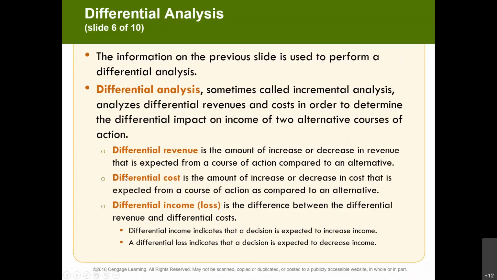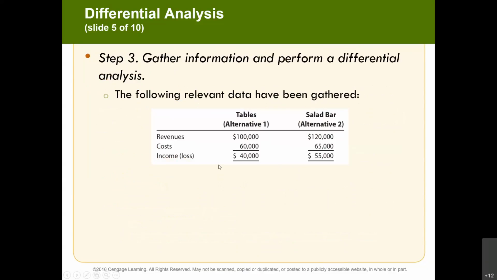Then we look at our differential cost. That's the amount of the increase or decrease in cost that is expected from the course of action compared to the alternative. So going back to our example, the difference in cost is $5,000. We can see that in alternative one, 60, alternative two at 65. So the difference of 65 is $5,000.